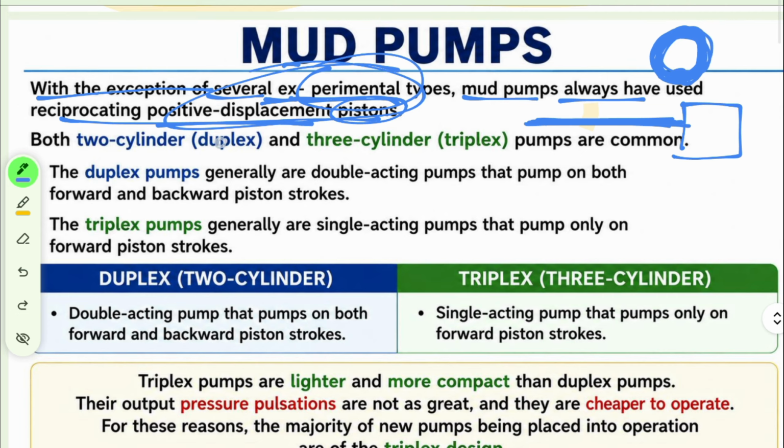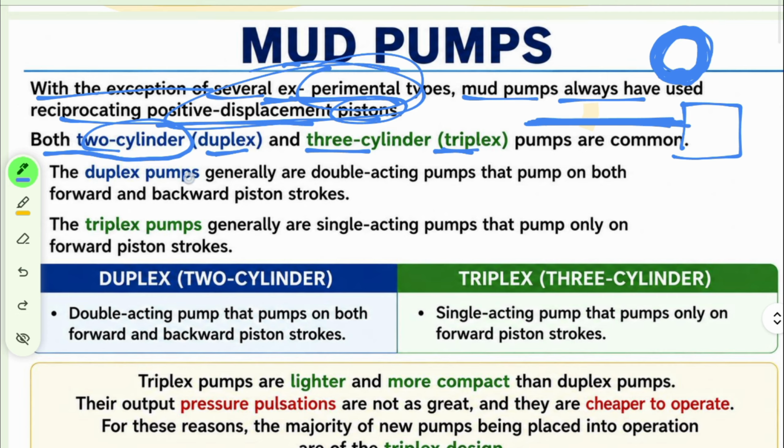The double cylinder is called a duplex pump, and the triple cylinder is called a triplex pump. Don't worry, I will discuss each and everything in detail. Just for this slide, remember this thing. There are two types of pump, duplex and triplex, right? The two cylinder is called duplex and the three cylinder is called triplex pump.